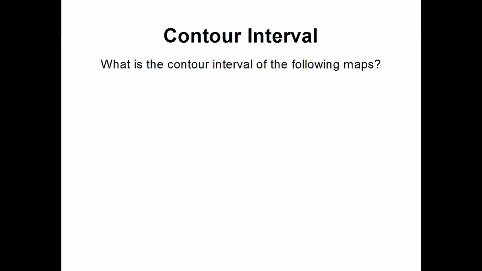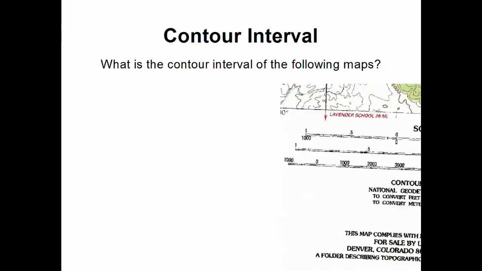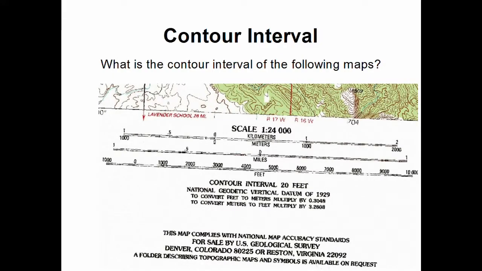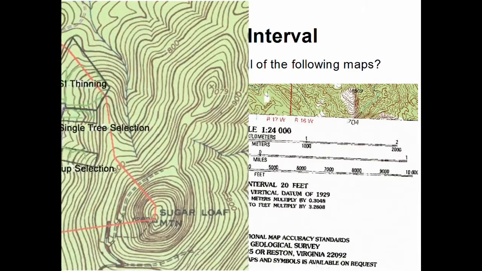Now, what about the so-called contour interval? That is the vertical distance between my contour lines. How can we tell? Well, let's look at the following maps. Here's one, and that is fairly easy to tell because the contour interval is written on the bottom. Contour interval of 20 feet, right there below the scale.